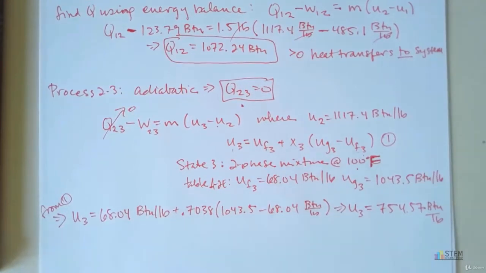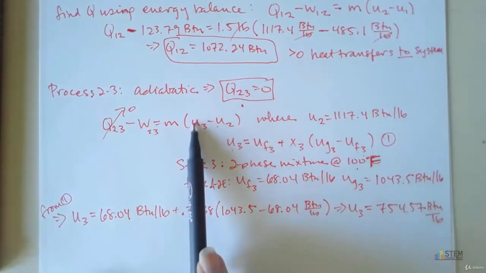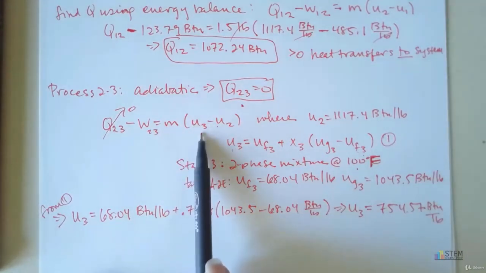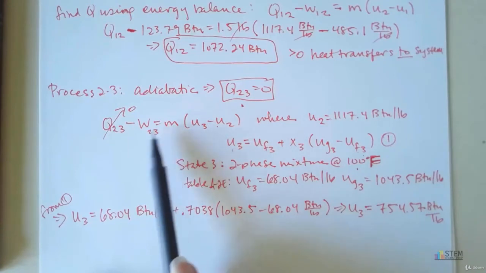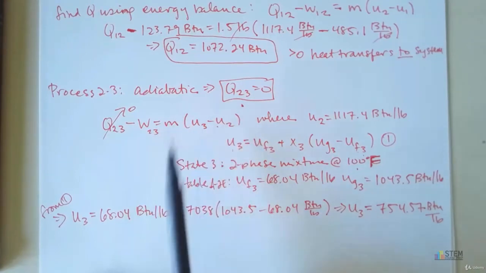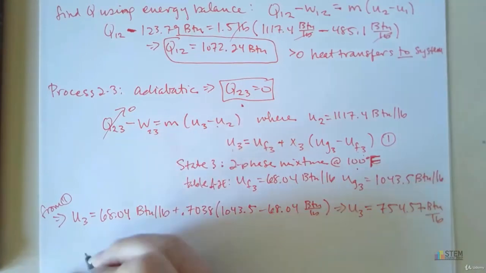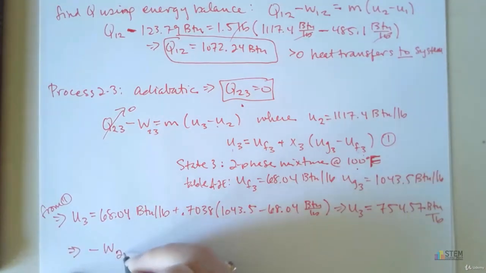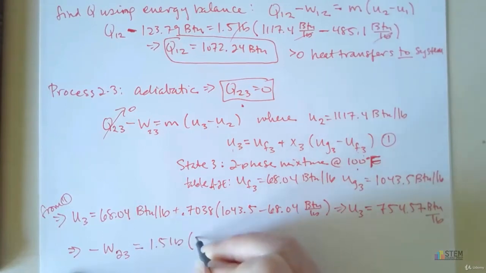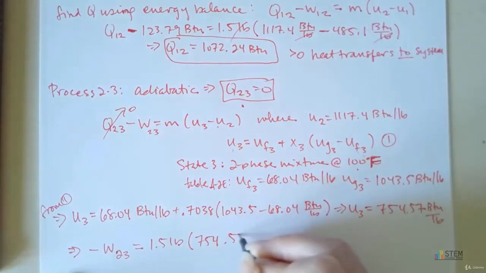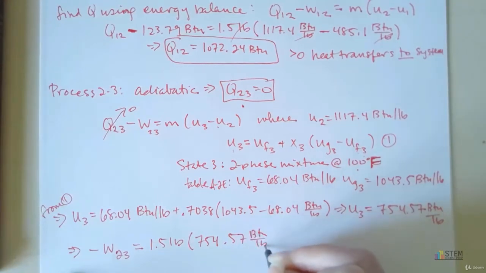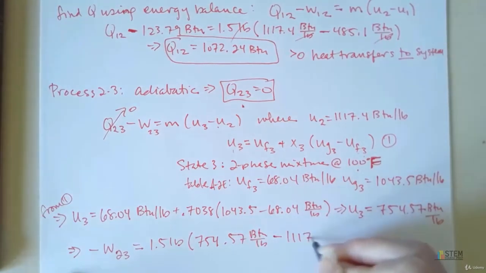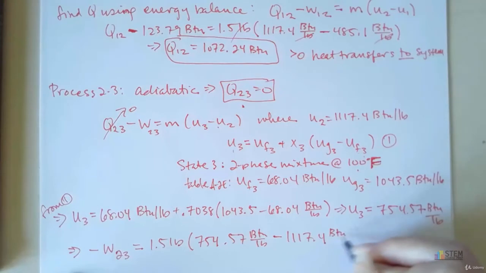So now we got that. Okay, now we're ready to go back to this energy balance equation right here. We got U2, we got U3, we got our mass, so we can solve for work. So we'll have negative W23 equals 1.5 pounds times 754.57 BTU per pound minus 1117.4 BTU per pound.